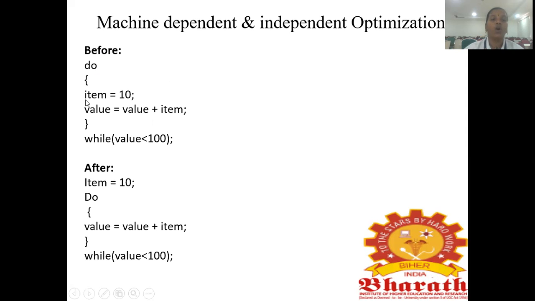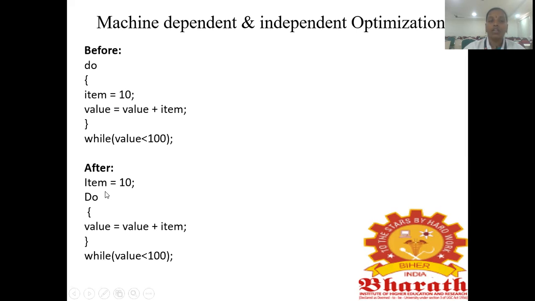For example, the first one is dependent. So what is dependent? First line: do item equal 10, value equal to value plus item, while value of 100. Here item equal to 10 can be used by itself only, and cannot be used by others. It is dependent on the do and while statements. That is dependent optimization.